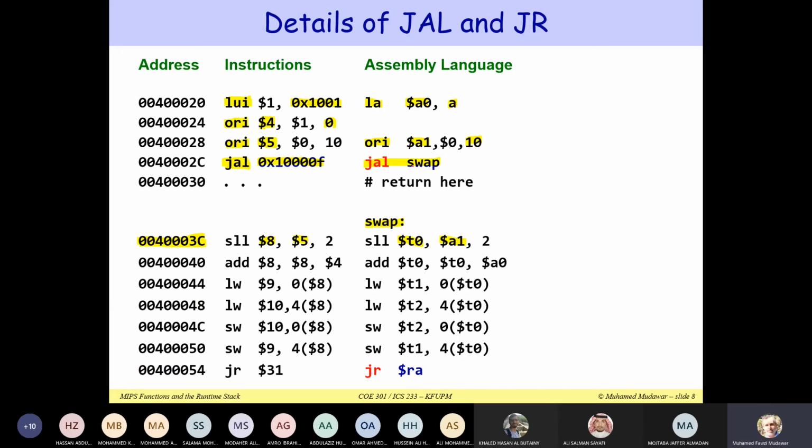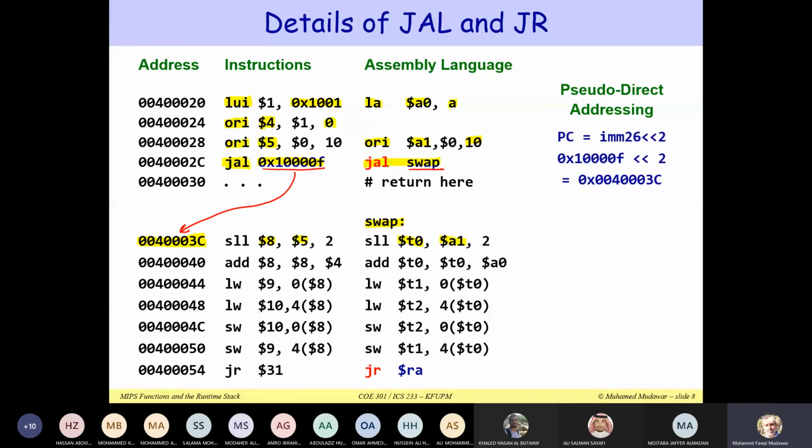So swap will be this number. And this number becomes this address, because this is the address that corresponds to the swap label. Now, what will happen is that, okay, when this instruction is executed, jump and link, it does two things. It extracts the 26-bit immediate.